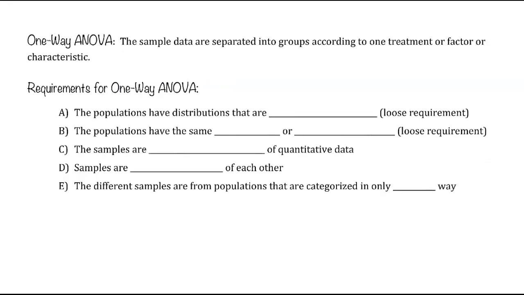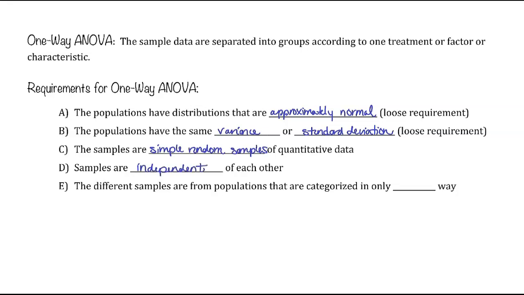We have a few requirements for one-way ANOVA. The first is that we require that the populations have distributions that are approximately normal. However, this is a pretty loose requirement. A second loose requirement is that the populations have the same variance or standard deviation. The samples need to be simple random samples of quantitative data, and the samples need to be independent of one another. And finally, since we're talking about one-way ANOVA, the different samples need to be from populations that are categorized in only one way.